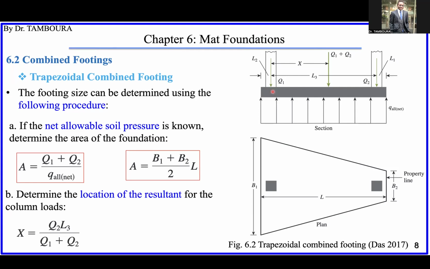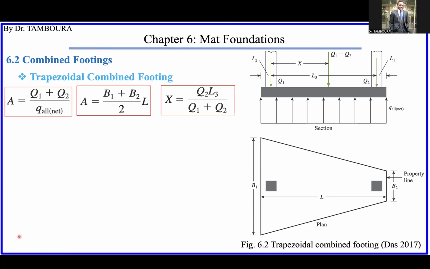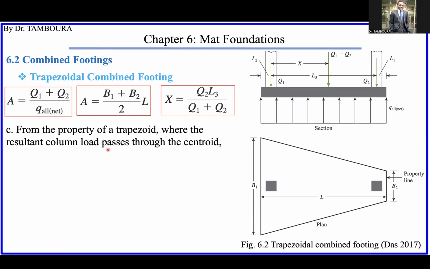So that distance should be known, okay? From center to center, you use it to estimate the value of x. That was the second step. Next step, C. Now from the property of this trapezoid, we know that the resultant column load pressure through the centroid can be obtained from this. Okay, we can obtain this equation.